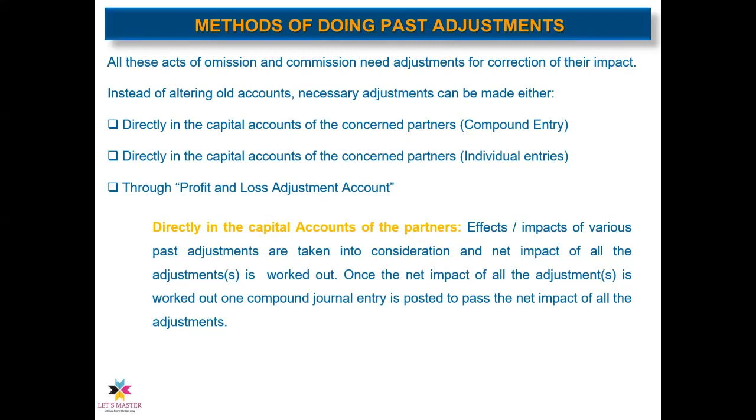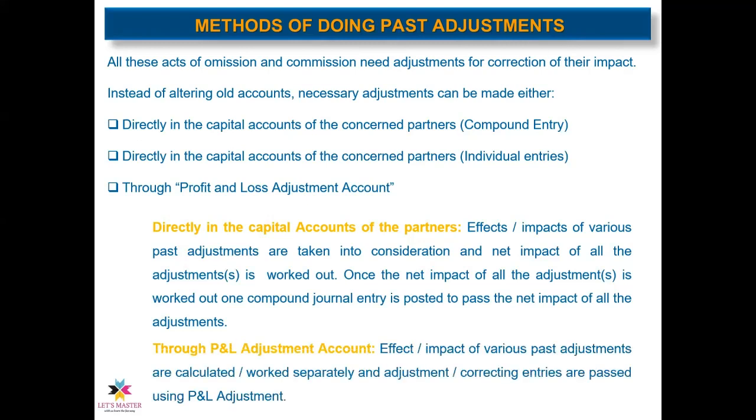And once the net impact of all the adjustments is worked out, one compound journal entry is posted to pass the net impact of all the adjustments. Secondly, if we follow the profit and loss adjustment account, the effect and impact of various past adjustments are calculated and worked out separately, and adjustment or correcting entries are passed using the profit and loss adjustment account. How this is done is something we are going to discuss in following slides.